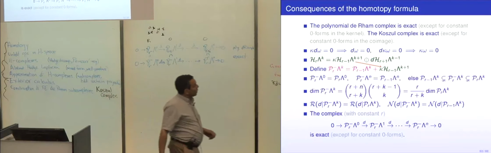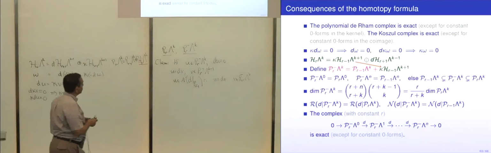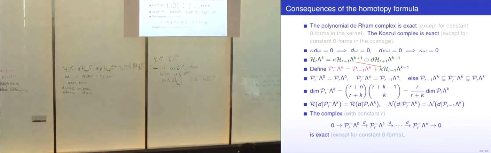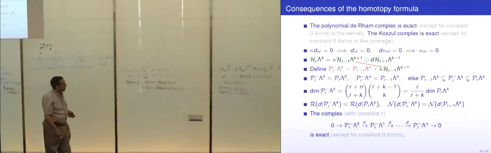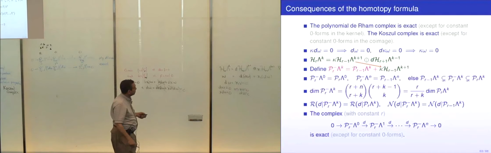So what am I doing here? I'm defining some spaces of polynomials. These will be used as the shape functions to make finite elements. So we'll be using piecewise polynomials where the pieces will be either in the PR lambda k space or the PR minus lambda k space.